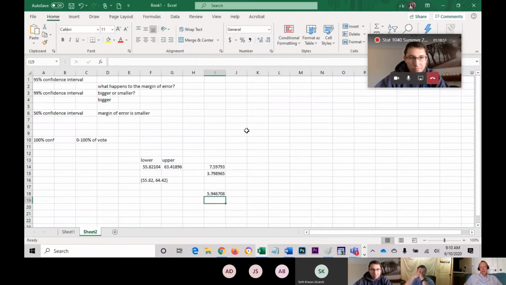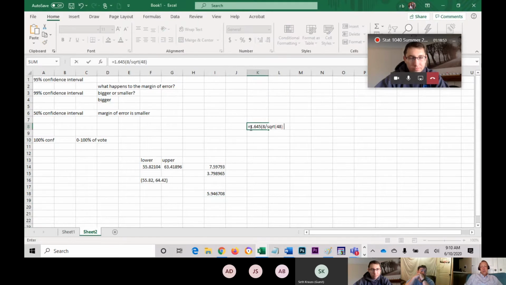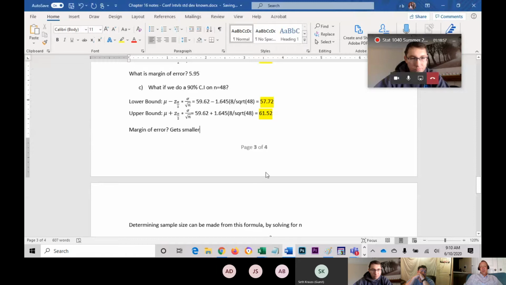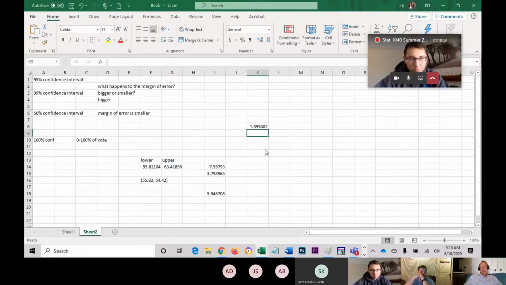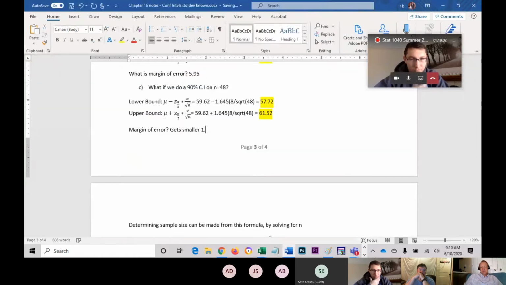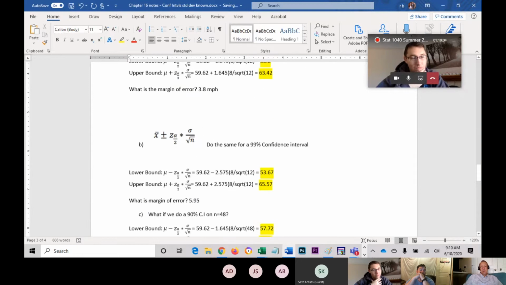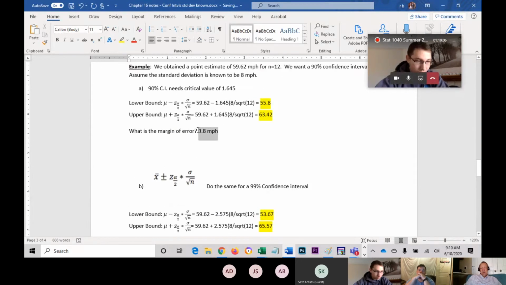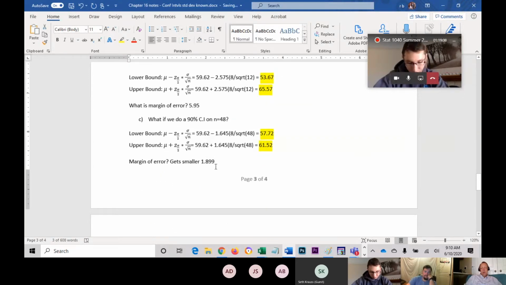And let's verify that that's the case. Equals that. And it does. It goes from 3.8 to 1.89. Okay, so it went from 3.8 to 1.89. And so the only thing we changed between part A and C was my sample size. Okay.